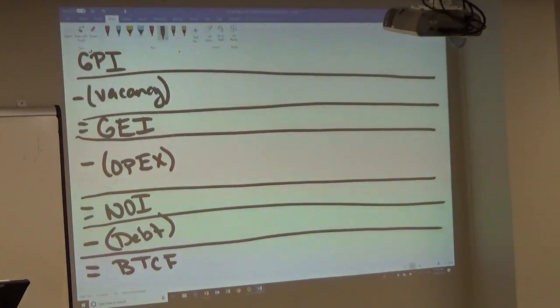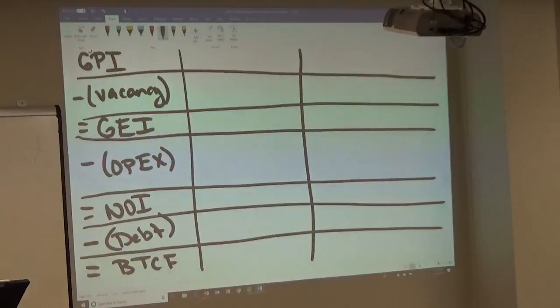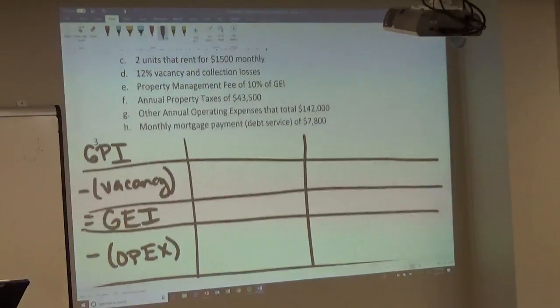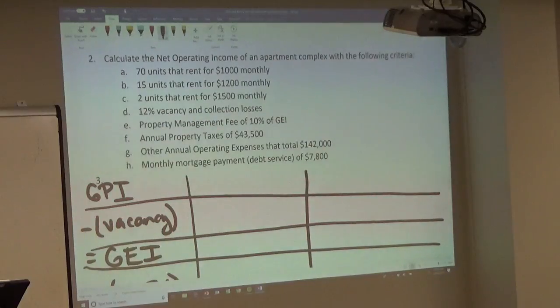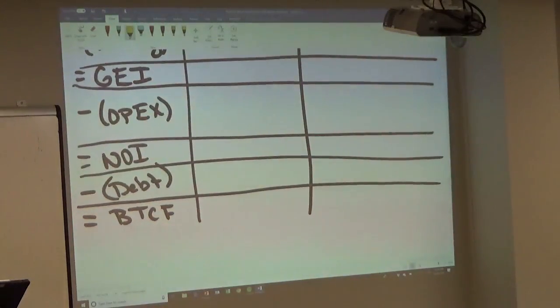And then make them into columns. Again, if you want to, you can do that. So we're going to have a place for our notes and a place for our math. Alright, so let's do some notes first. Calculate the net operating income. We'll stop right there because the first thing we need to do is figure out where we're headed, and we're going to NOI. So this is our answer right here.